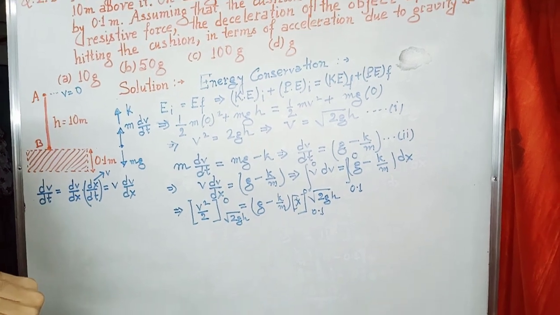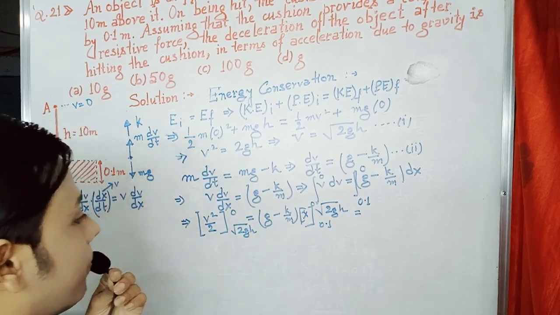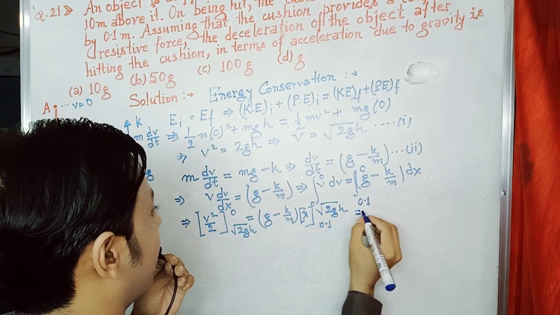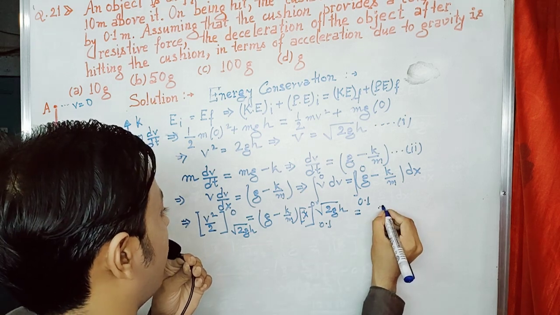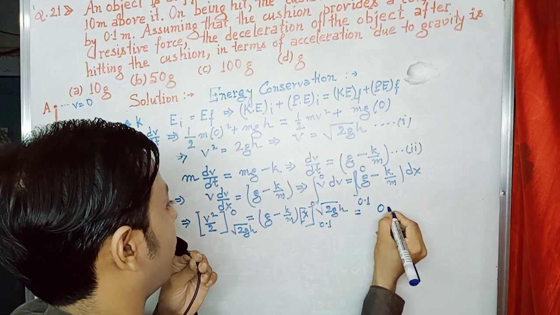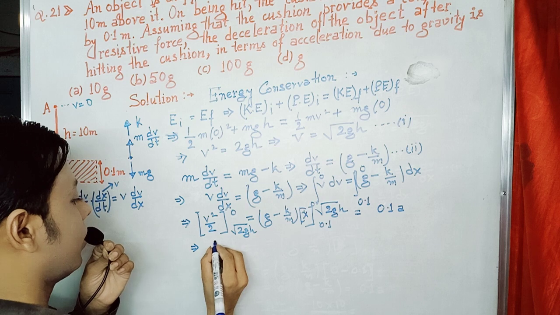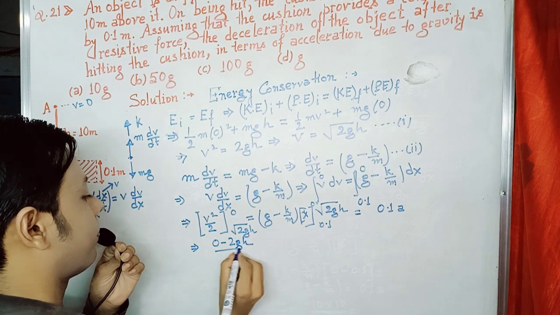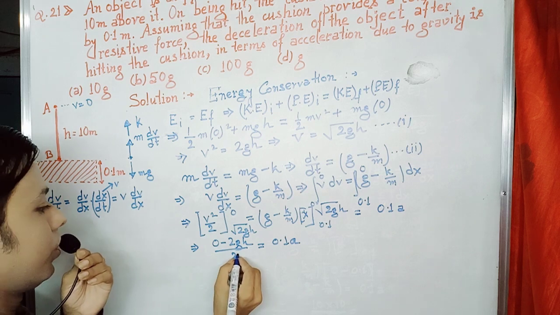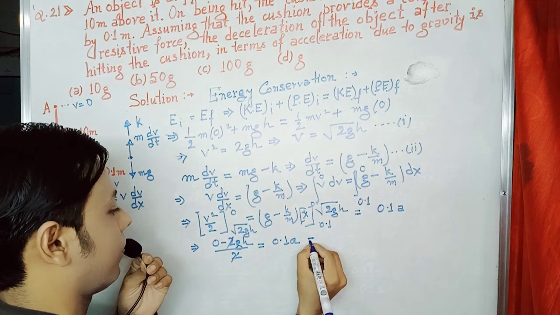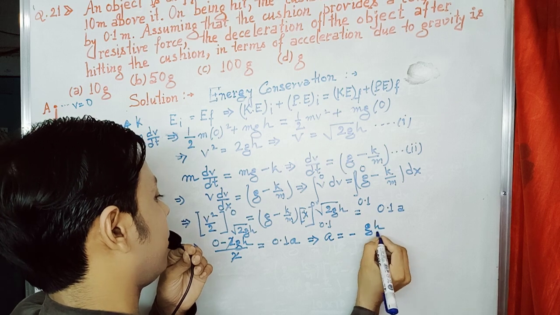Therefore, this equation can be expressed as follows, because g minus k by m represents the acceleration a. So the right side will be equal to 0.1 into a, and if we calculate the left hand side, it becomes 0 minus 2gh divided by 2, which is equal to 0.1 a. Now this 2 and 2 will get cancelled. So we can write the value of a as minus gh divided by 0.1.